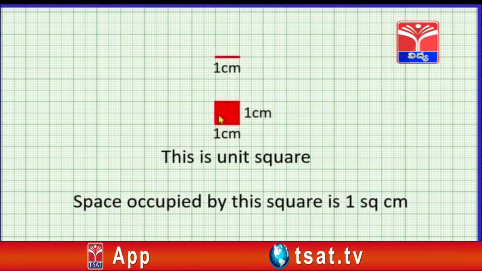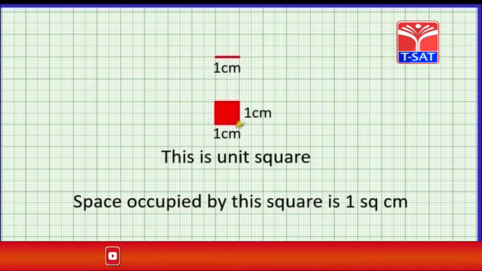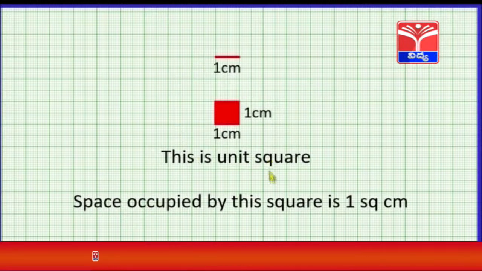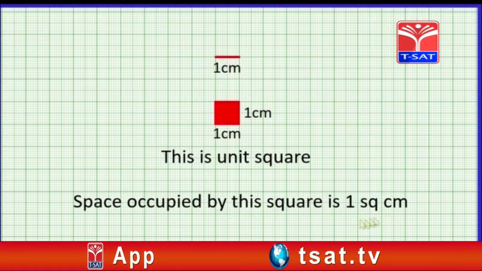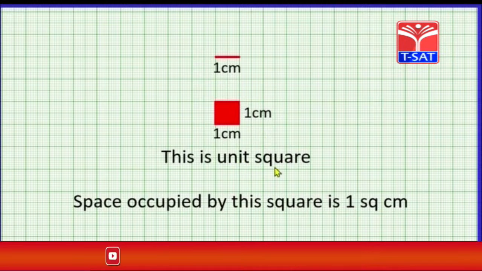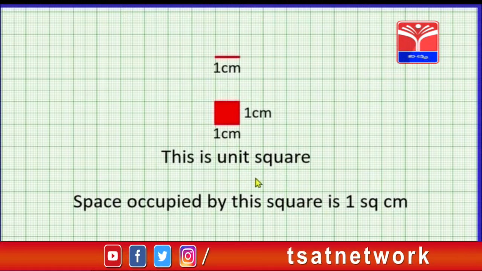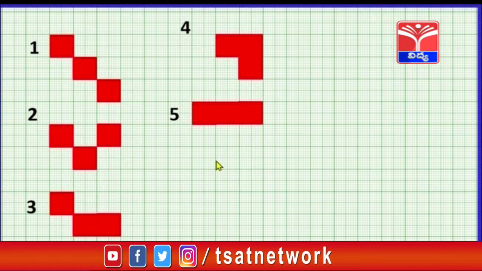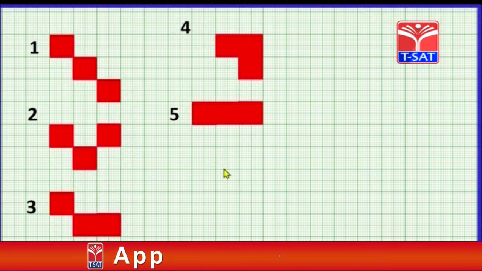This is a square having centimeters. So this is called 1 square centimeter. Like that, all these squares are unit squares. The area of this unit square is 1 square centimeter. We call it as unit square. Okay children, now you understood about unit square. Now try to tell me number of unit squares in each figure shown here.